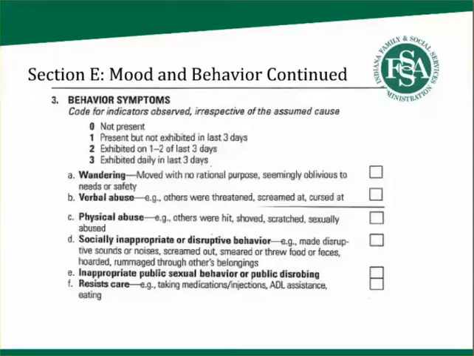E3 is behavior symptoms that are occurring, can be disruptive to the individual and others engaged with the individual. The types of some examples of behavioral symptoms can be a person wandering, being verbally abusive, being physically abusive, and or being socially inappropriate.